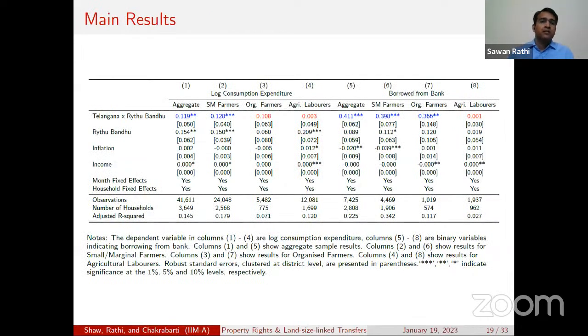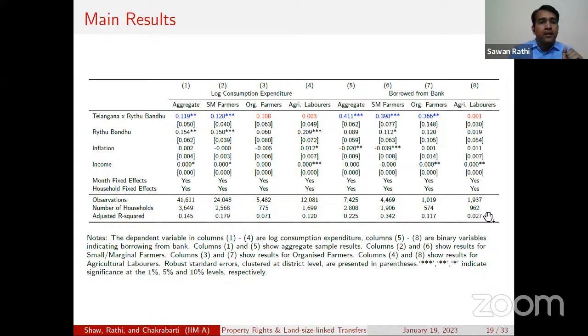Yeah, so this is the main result that we wanted to talk about. I would go a little slow because this is a big table and there are 8 columns. But what you need to understand is the first 4 columns is talking about the first variable, consumption expenditure, and the last 4 columns, 5 to 8, is talking about the bank borrowing. Let me first talk about the first 4 columns, consumption expenditure.